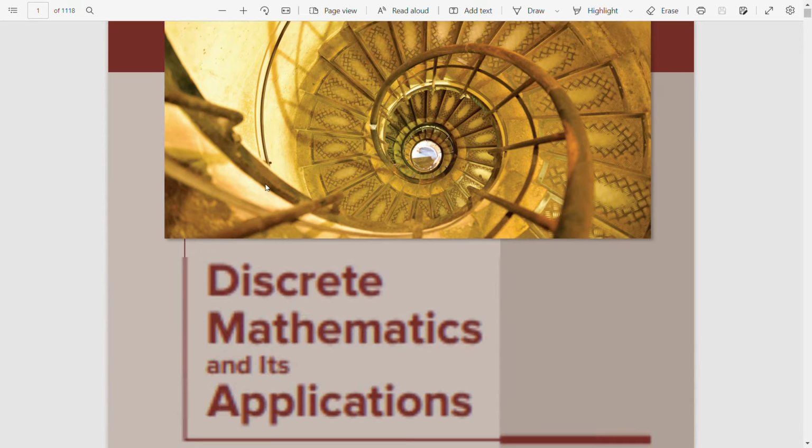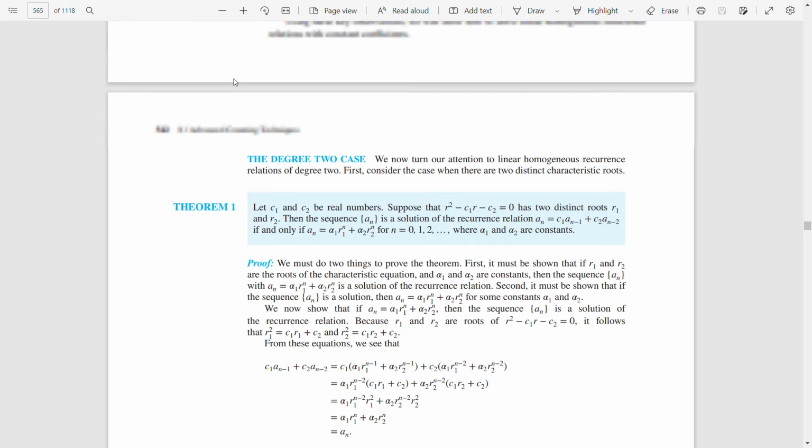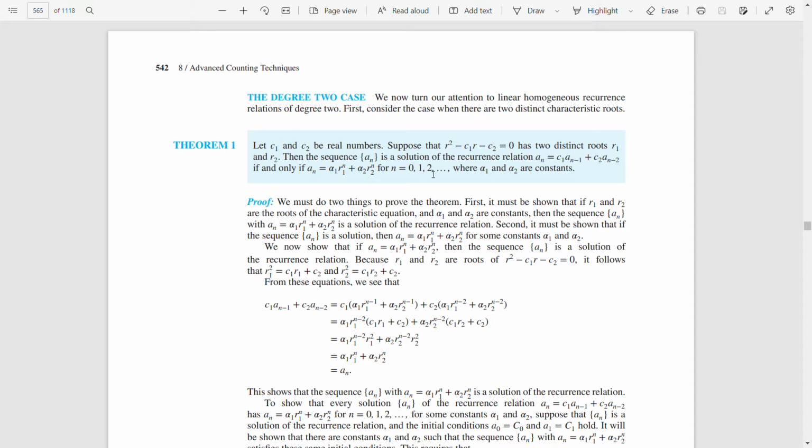I'll be referring to this book called Discrete Mathematics and Its Applications, written by Kenneth H. Rosen, 8th edition. Let's move to page number 565. Not exactly that, it's 542. Okay, here I'll refer to this theorem, which converts recurrence relationships into a straightforward formula that is independent of all the previous terms. This is the formula for the general case. Given an nth term, it depends on the (n-1)th term and the (n-2)th term. If any recurrence relationship is in this form, we can directly take those constants c1 and c2, put them in this quadratic equation, get the roots, and substitute them in this new formula.